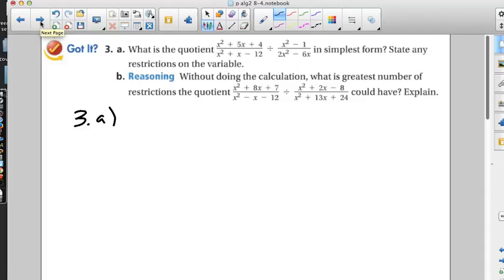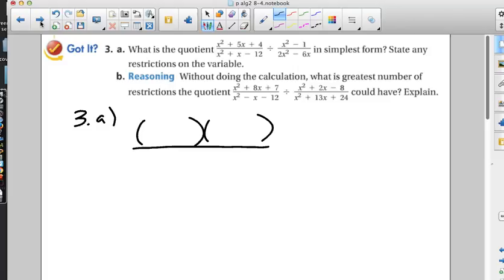What is the quotient? X squared plus 5x plus 4. I'm not going to read that whole thing off. In simplest form, state any restrictions on the variables. So let's get started. No greatest common factor. Could be a perfect square something. It's not though, right? Because this would be x squared and 2 squared and 2 times x doubled is 4x.